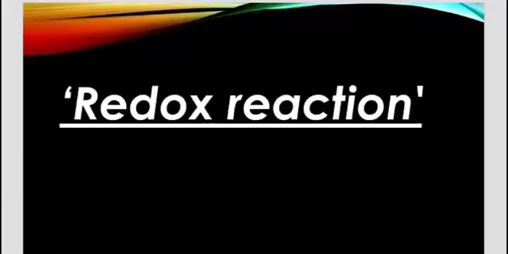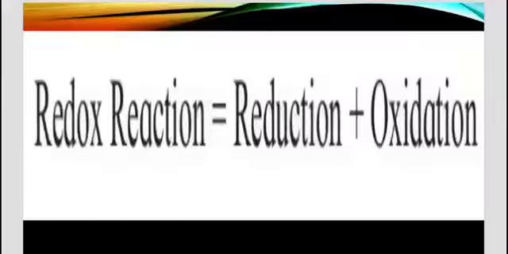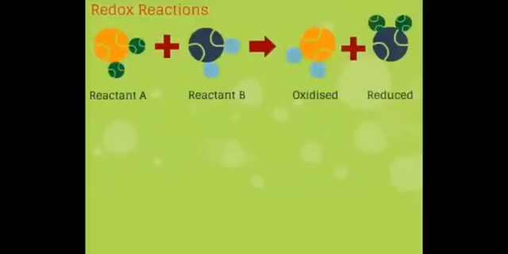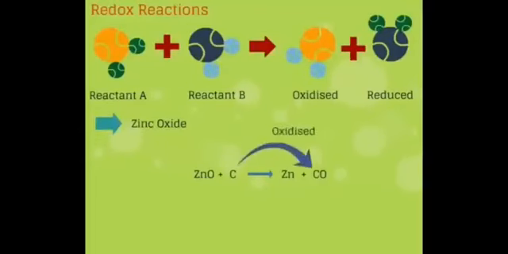Next is redox reaction. When reduction and oxidation take place in the same reaction, then the reaction is known as a redox reaction. See, a reaction in which one reactant gets oxidized whereas the other gets reduced during the reaction is called a redox reaction. For example, zinc oxide: ZnO plus C gives Zn plus CO. In this reaction, carbon is oxidized to CO and ZnO is reduced to form Zn.